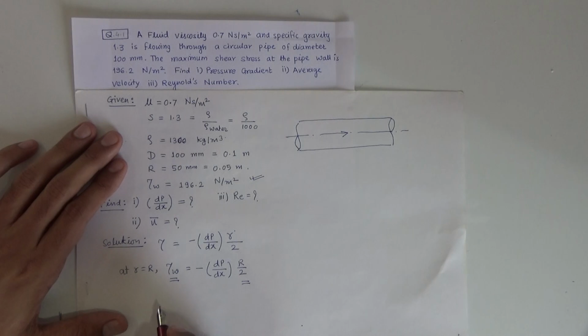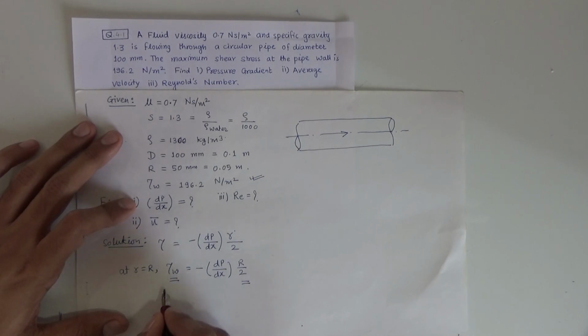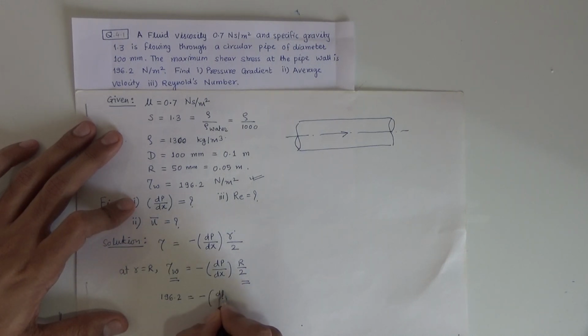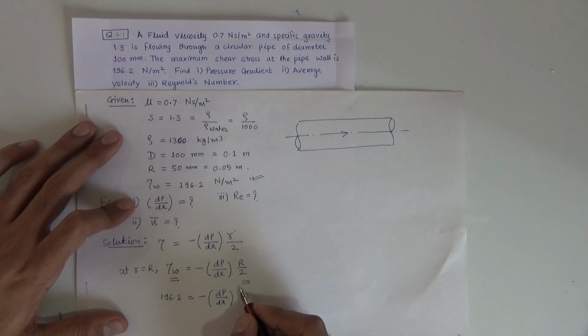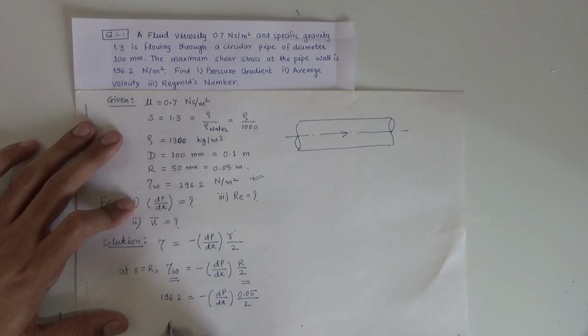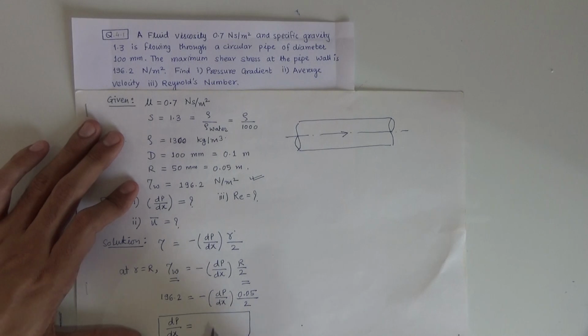So if I put these values, my shear stress is 196.2, equals minus dp by dx, which is to be obtained, into R by 2. Capital R is given, that is 0.05 divided by 2. So the unknown is dp by dx. You can compute this. dp by dx is equal to some value. Very important, this will be negative.